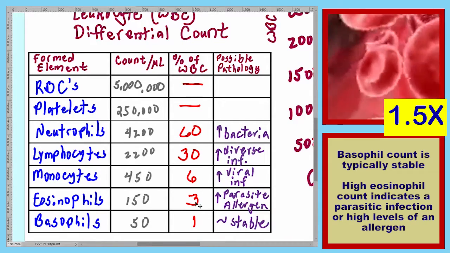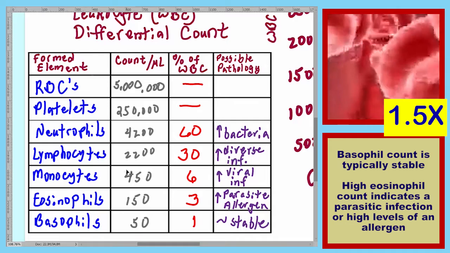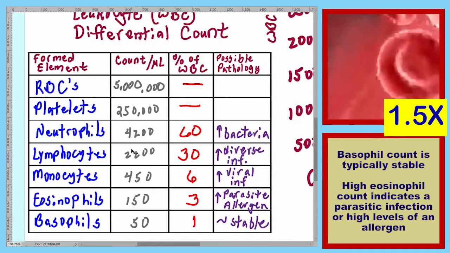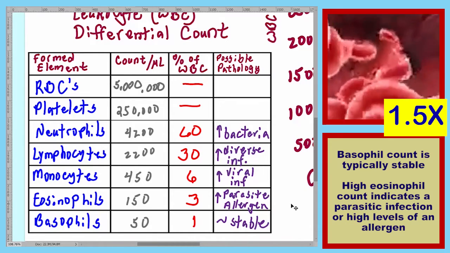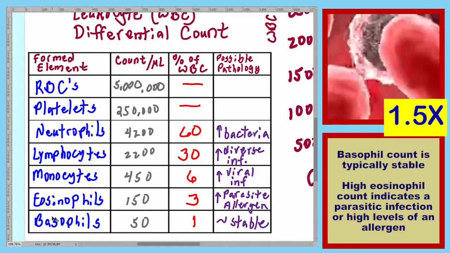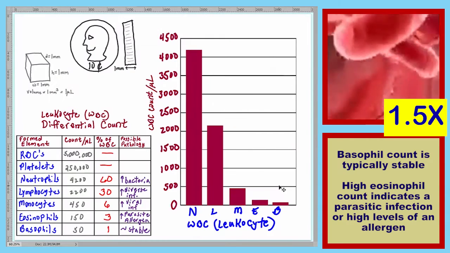If all of these numbers increase, the percentages will be the same, so you can't look at the absolute numbers. You have to look at the percentages. If your eosinophil count is high, this is indicative of either a parasite or an allergen. And basophils don't really change a lot in different counts, and so they're pretty stable. And so that concludes this lecture on the number, count, or frequency of the individual formed elements. I hope that you've learned a lot.